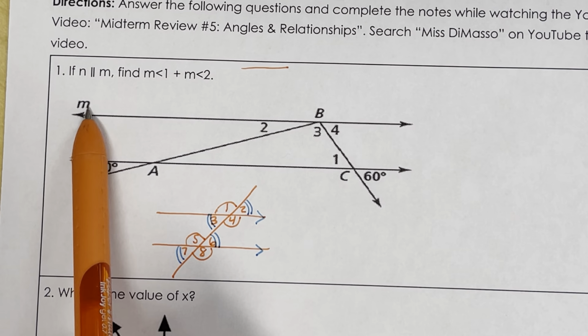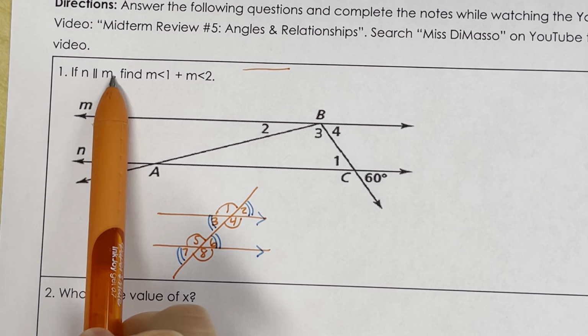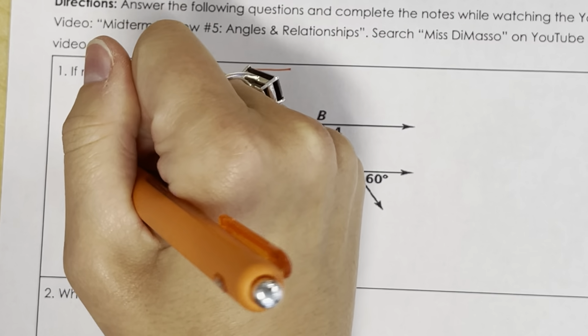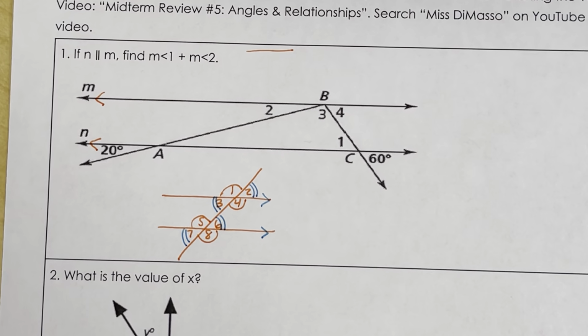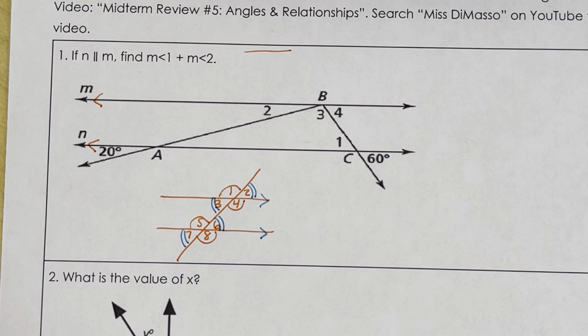So it says line n is parallel to line m. So these two here are parallel. So I've got some parallel lines and I've got two different transversal lines. I want to find the measure of angle 1 and the measure of angle 2. So I have to do a little bit of work here.